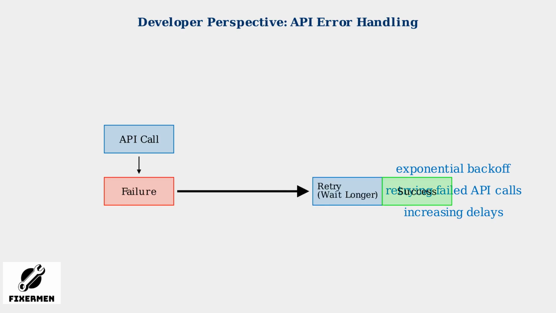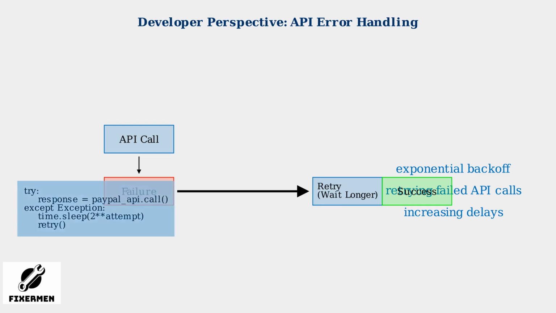Here's a simple flow of how exponential backoff works in practice. When an API call fails, instead of immediately retrying, the system waits with increasing delays before attempting again. In code, this can be implemented using a loop that catches exceptions and sleeps for exponentially increasing times before retrying. This approach helps maintain system stability and improves the chances of successful API interactions.